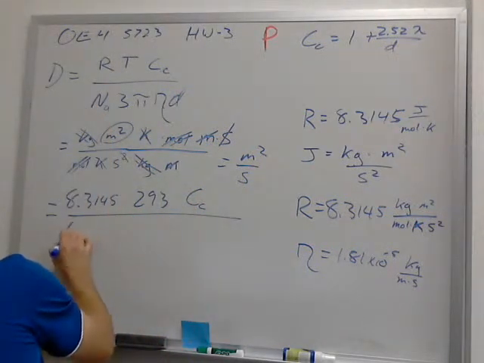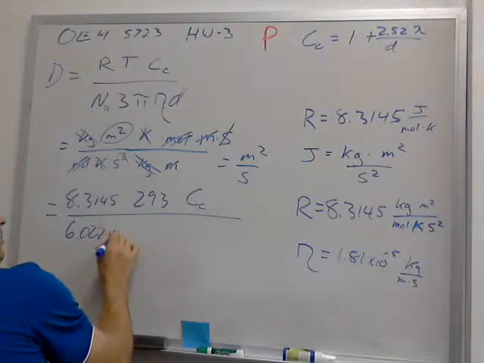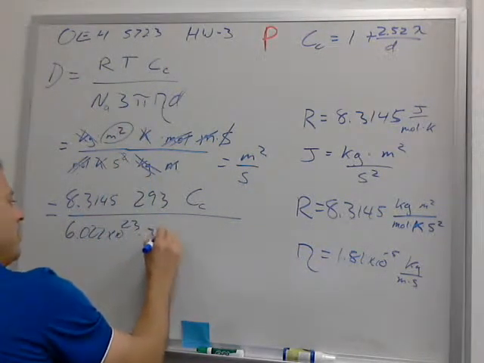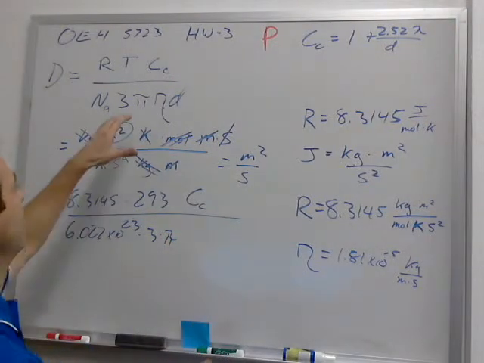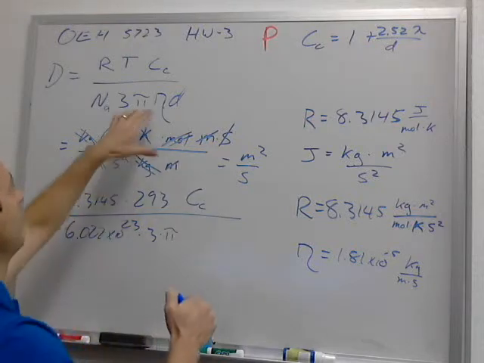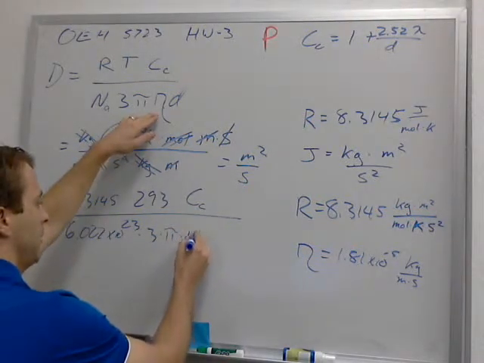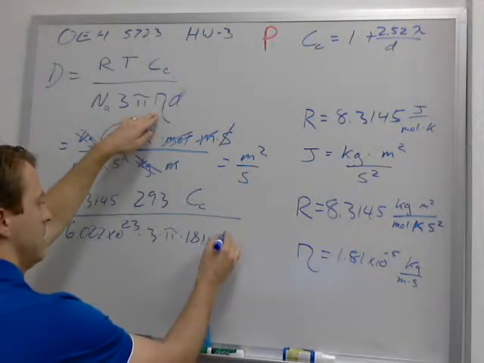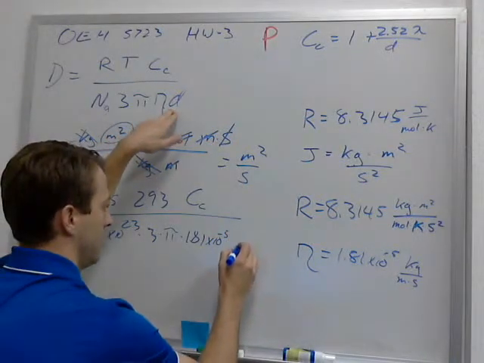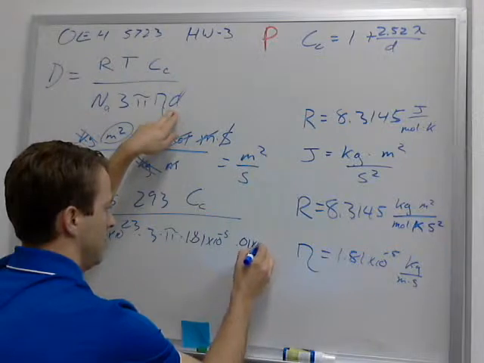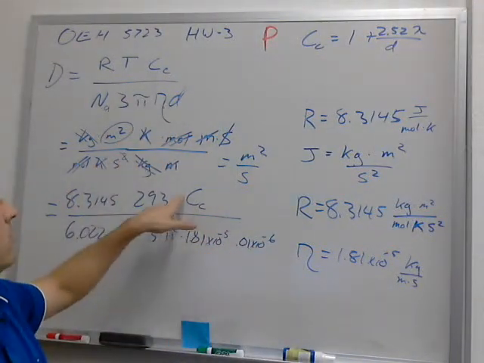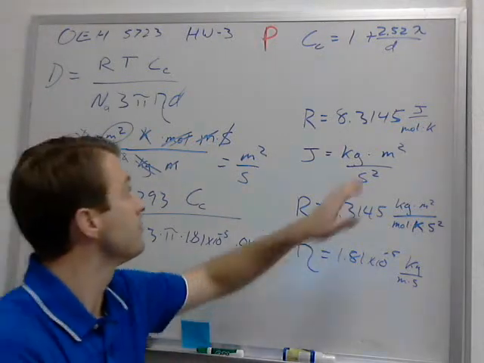Our Avogadro's number is 6.022 times 10 to the 23rd. 3 pi, I'm not going to write that one in, pi, 1.81 times 10 to the minus 5, and our diameter is 0.01 times 10 to the minus 6 meters. Okay, so now that I've got that stored, I can focus back on Cunningham.